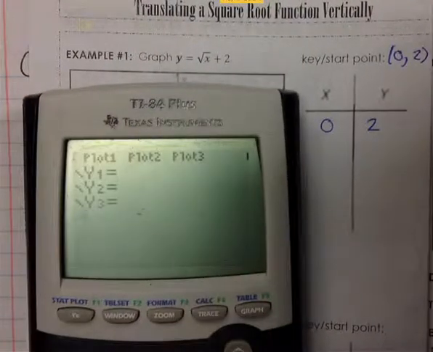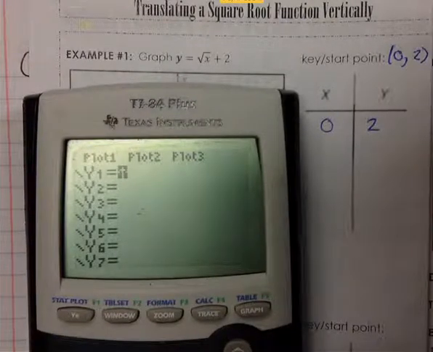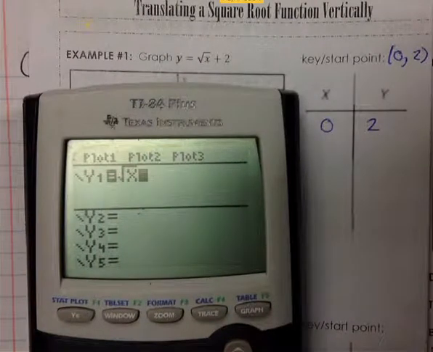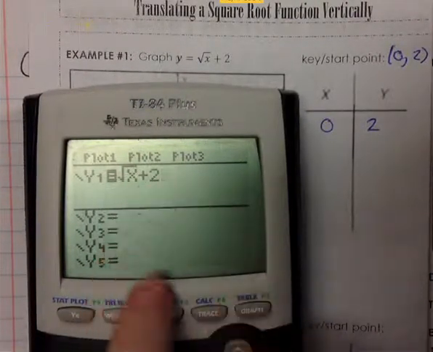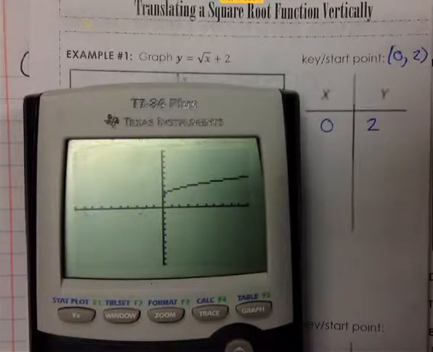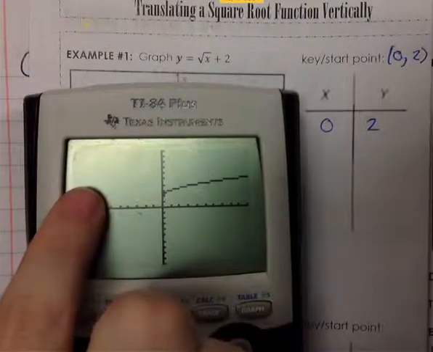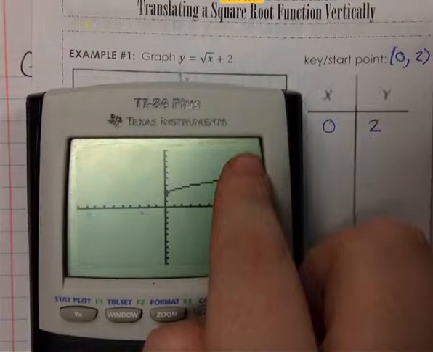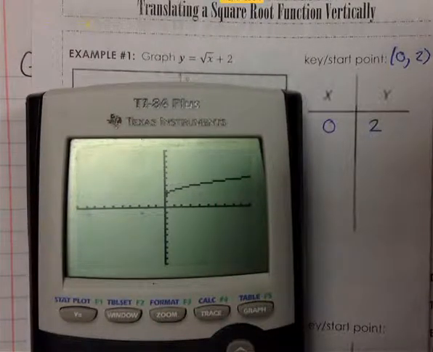So if we go to y equals, we're going to type in the square root of x, but then we're going to get out of the radical because that plus 2 is not inside of it. Plus 2. And now we can press graph, which I just want to go to a standard window. And as you can see, this graph does not go to the left forever, and it also is not going down forever. It's going to the right and up. So that will affect our domain and our range.